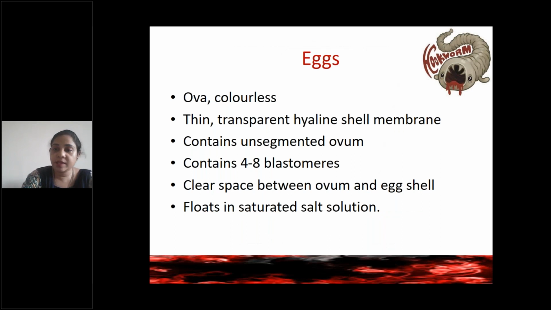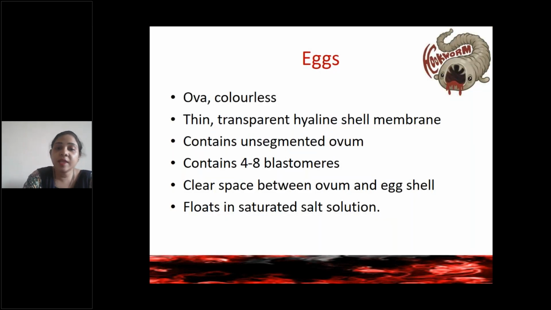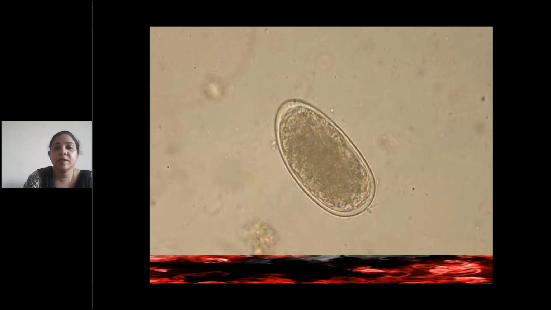Next one, eggs. Eggs are oval and colorless. See, this is the egg of the worm. It is oval. It is colorless. A thin, transparent hyaline shell membrane is present. See, the ovum is surrounded by a shell membrane, and it is usually thin and transparent.